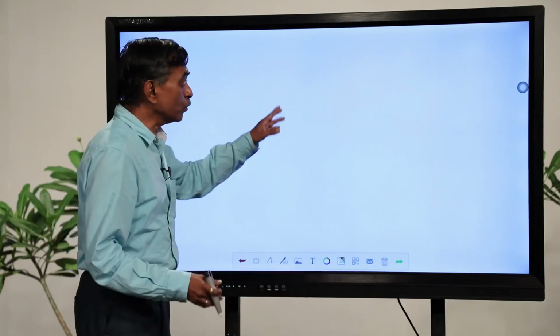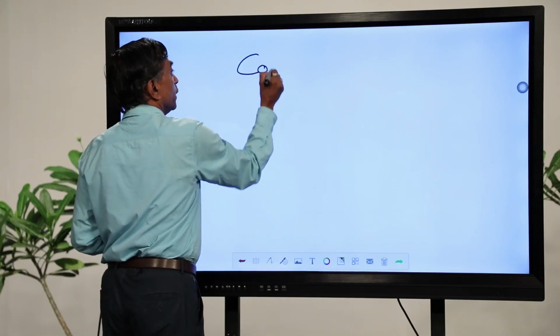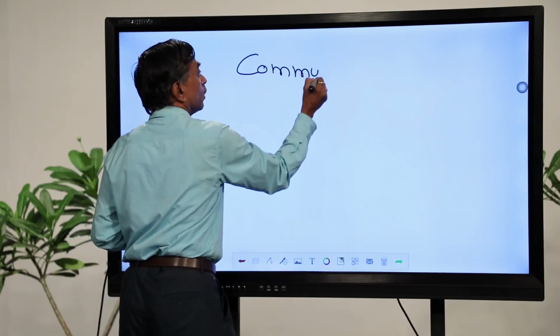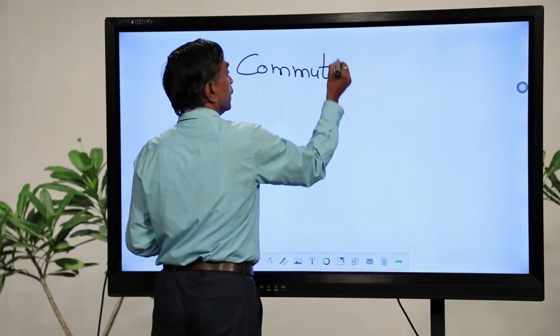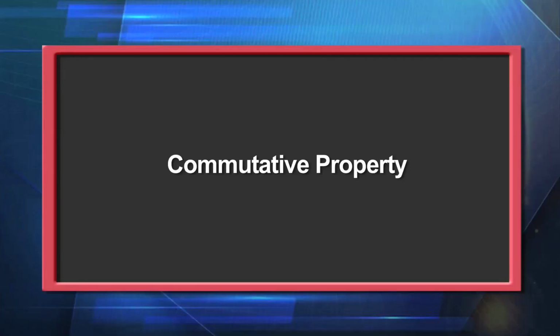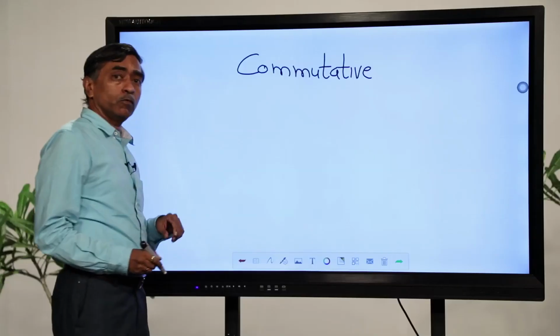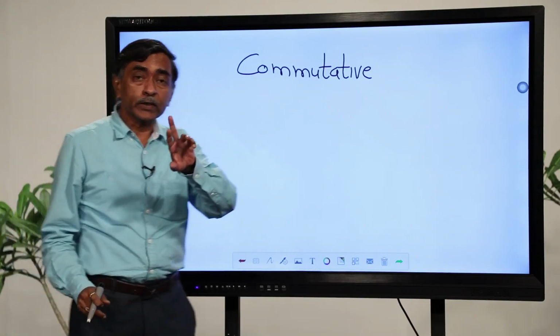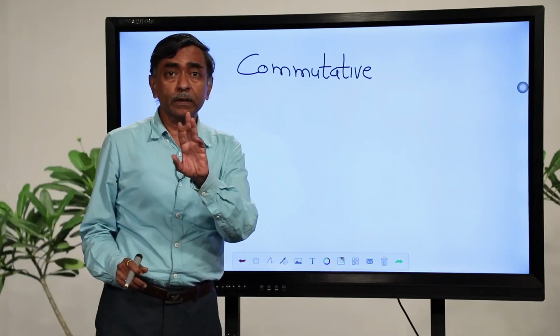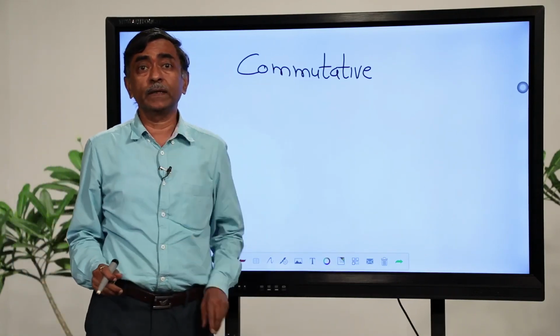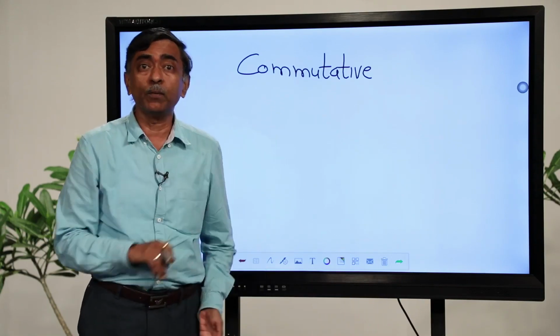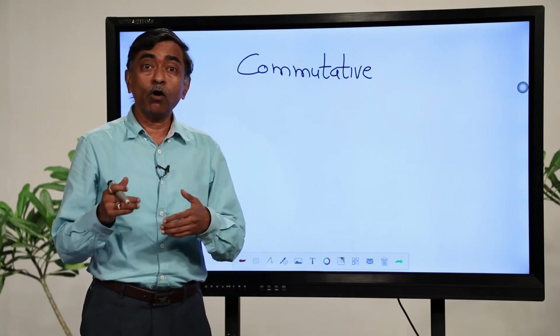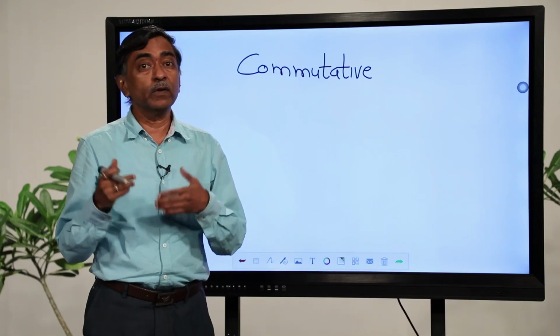Now, here I am talking about commutative property. Commutativity, that we call the property of being commutative, is commutativity. So, commutative property, what does it say? If you exchange under a particular operation, if you replace one number by the other, for example, if you interchange the numbers, the value of that particular expression will not change.